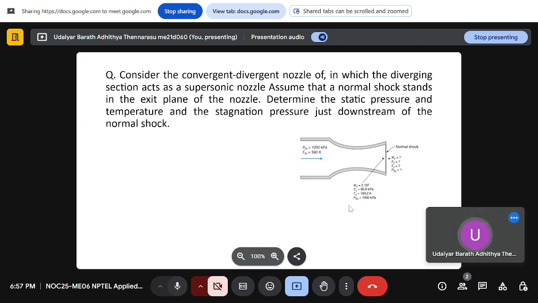That's what has been asked. So just before the normal shock, my Mach number is 2.197, my pressure is 93.9 kilopascal, my temperature is 183.2 Kelvin, and my stagnation pressure is 1000 kilopascal. So we need to find out the similar properties downstream of the normal shock.